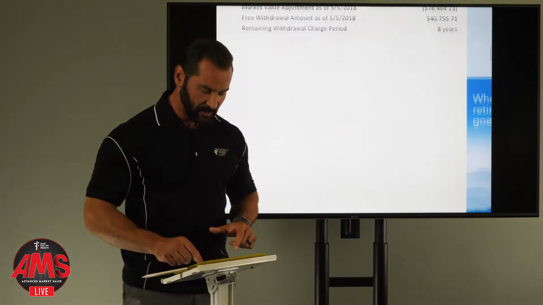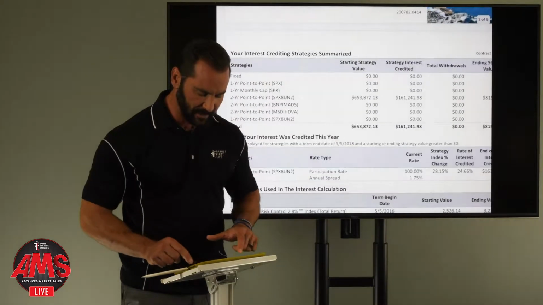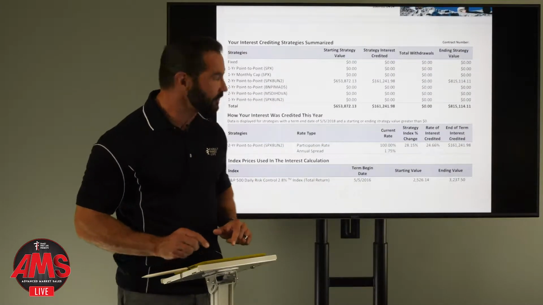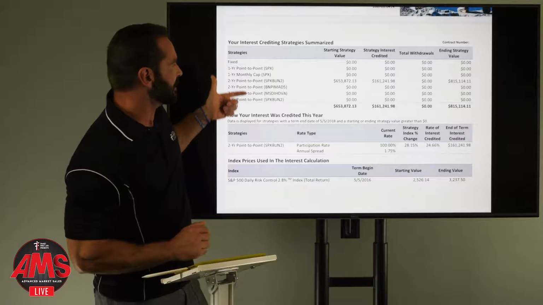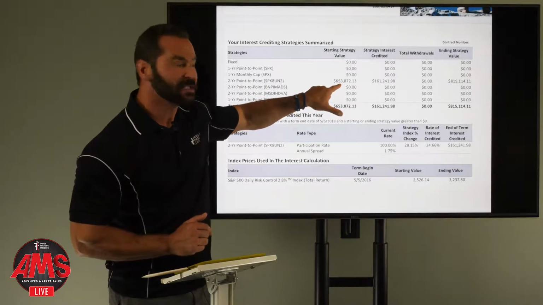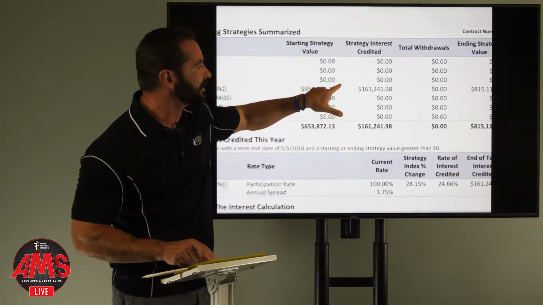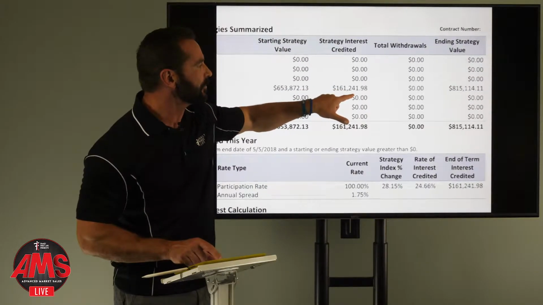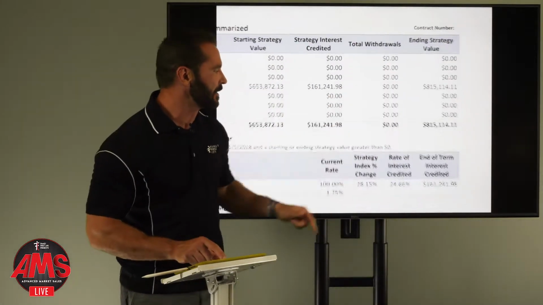Okay? So let's go a little further. Now we're going to look at the indexing strategies. Simple and straightforward. Here are the options that you have. You chose the 2-year point-to-point. You had all $653,000 put into that. You got credited at $161,000, and this is your new balance carried down.